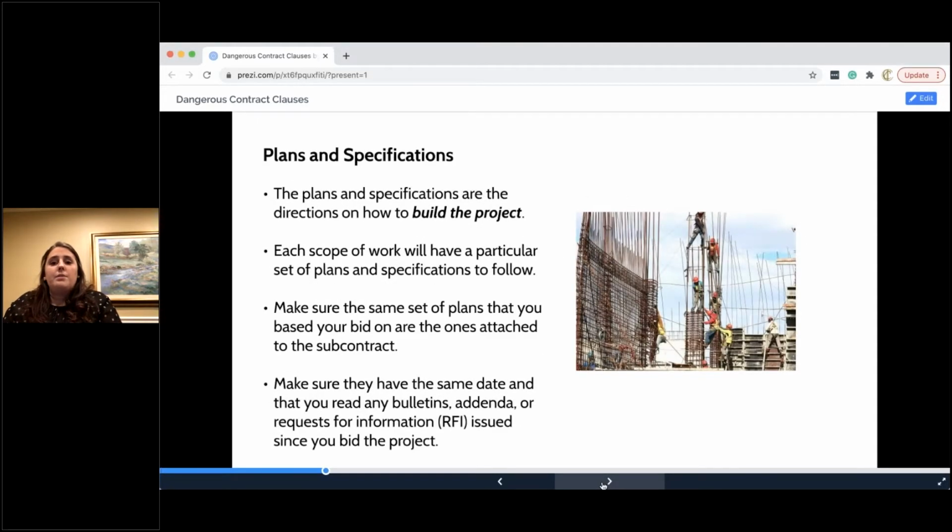So the other thing that could be part of your subcontract is the plans and specifications. And this is the directions on how you build the project. The scope of work is the plans that you're going to follow. Your scope may be, let's say, to install all the windows, but where and what size, and are they different types of glass, things like that. That's all in the plans.